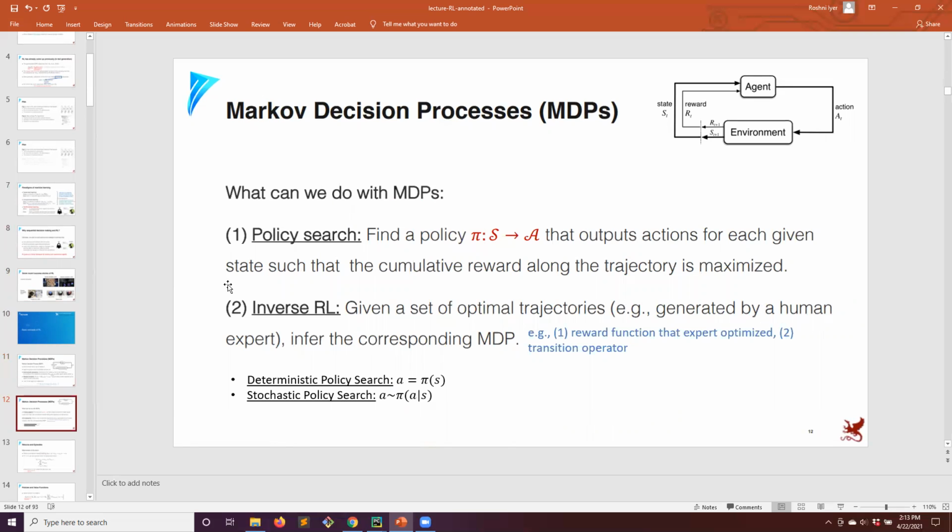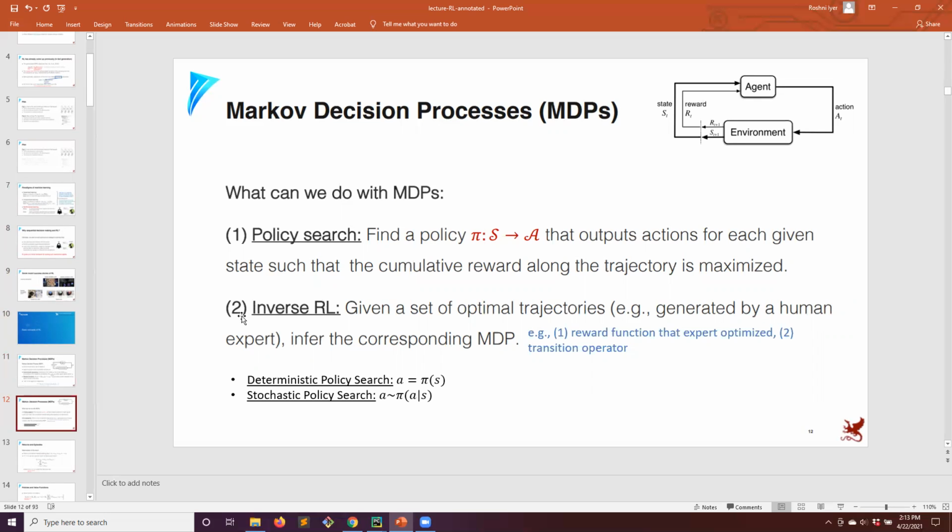So the question now is, what can we use these Markov decision processes for? The first thing is we can use them for policy search, which is to find some useful policy, taking an action from a state. In this case, it outputs actions for each state such that we have a cumulative reward, and we want to try to maximize that.